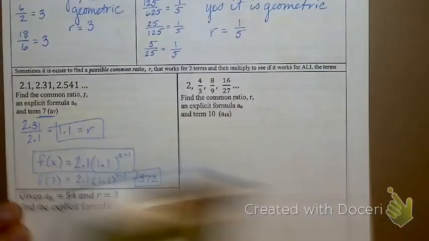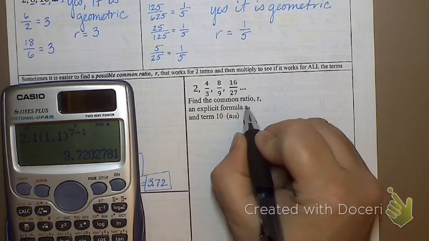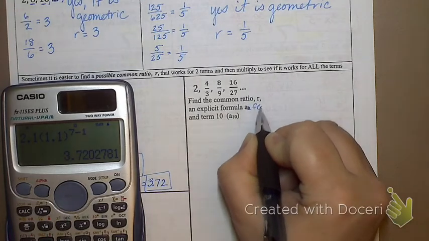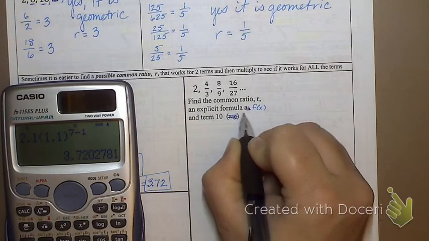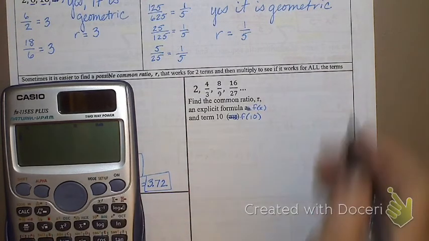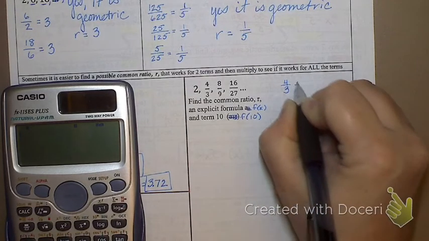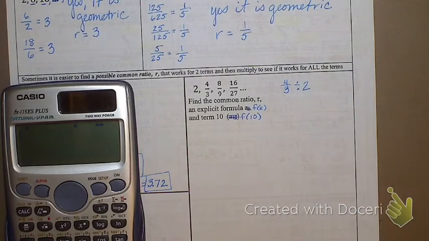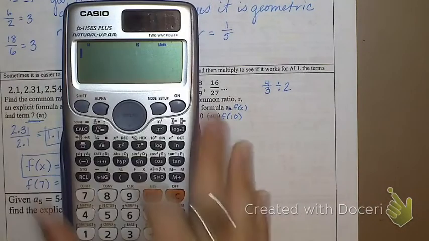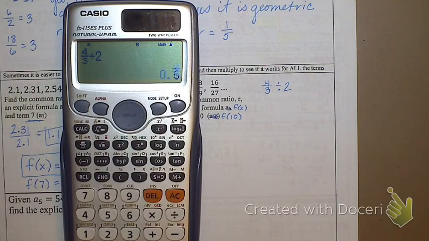Okay. Let's try this one. Find the common ratio, an explicit formula, and term 10. This would be f of x, and this would be f of 10. So how would I find my common ratio? 4/3 divided by 2. I'm going to go ahead and do that on my calculator. Why not? 4/3 divided by 2.